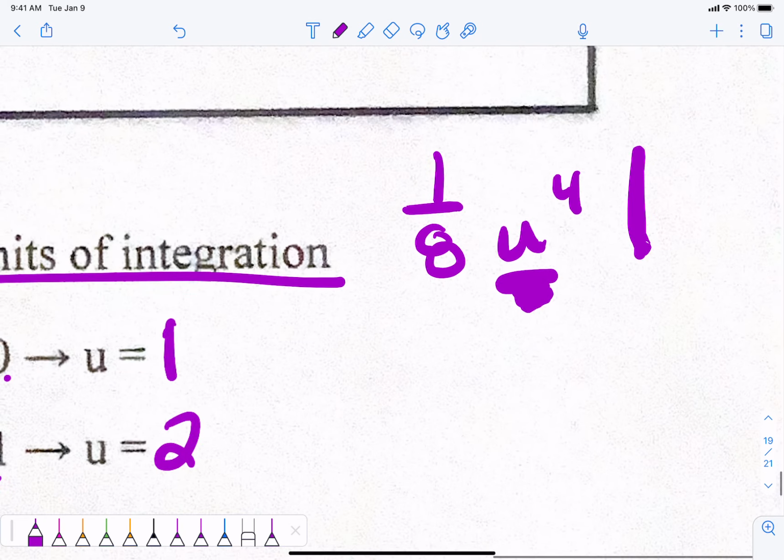So changing them here, now I'm not going to plug back in for u and make them x's again. I'm going to leave it as u, but I'm going to use the numbers 1 and 2 instead of 0 and 1, right? It's exactly the same thing as what you're doing, but it's less work to write out. Does that make sense?